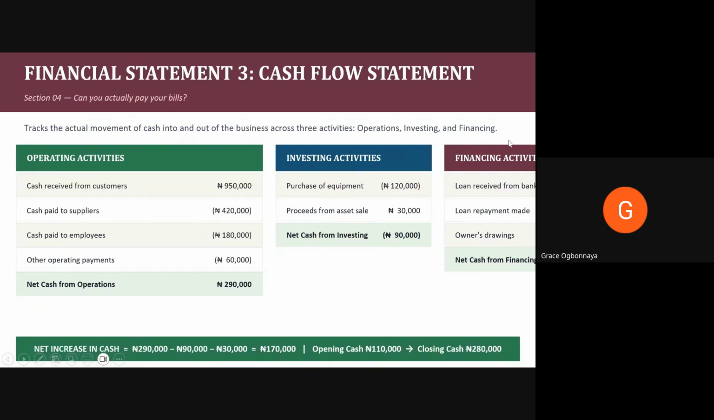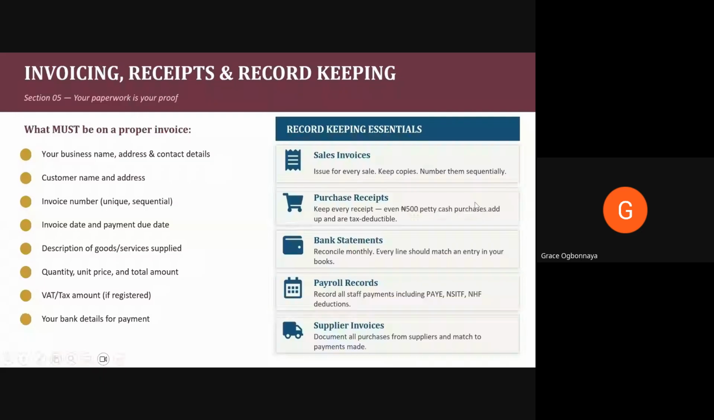That's financing activities. So now I want to also move on to invoicing, receipts, and record keeping. These financial statements would be achievable if these things are in order, if your record keeping essentials are intact, like they are 100%, top notch.